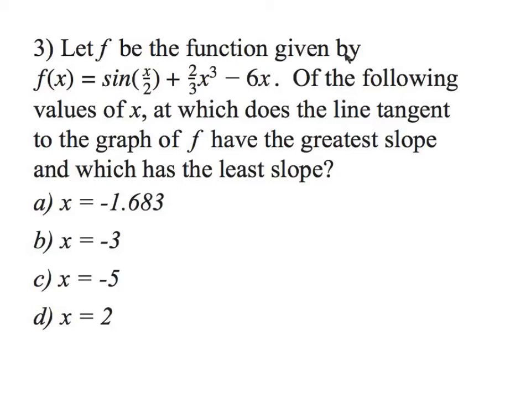Let f be the function given by this. Of the following values of x, at which does the line tangent to the graph of f have the greatest slope, and which has the least slope? So we want a greatest slope and a least slope for function f. And the tangent line is basically the instantaneous rate of change.